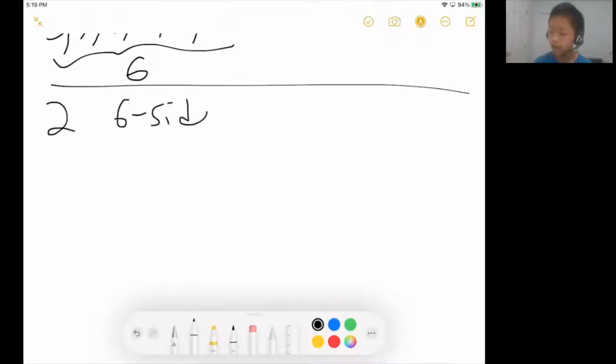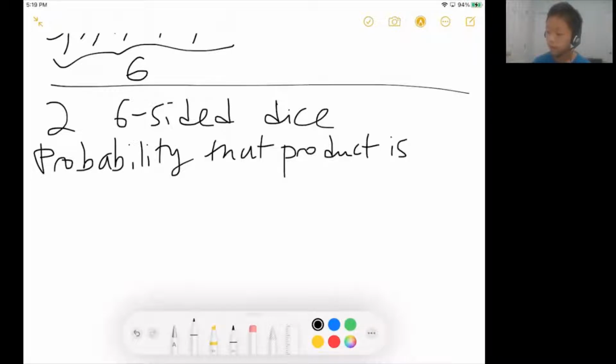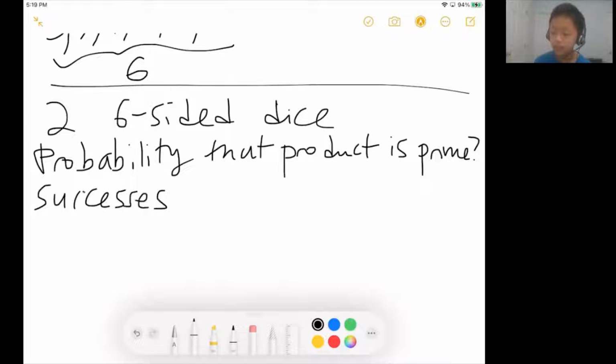6-sided dice. And we want to know what is the probability that the product of the two numbers is prime. So we want to know what is the probability that the product is prime. The first step for these problems is you want to write down, we want to find the number of successes divided by the number of possible.